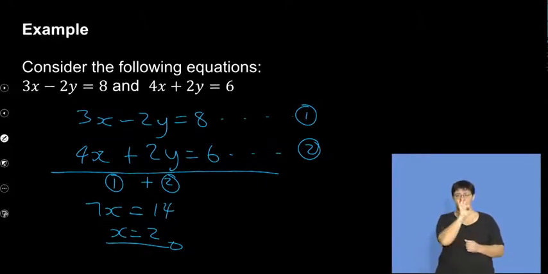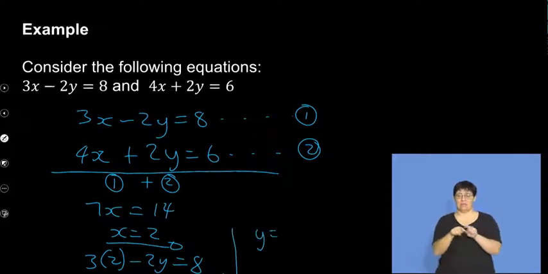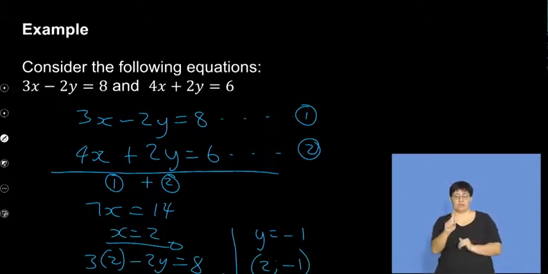So 3 multiplied by 2 minus 2y equal to 8. I want y the subject of the formula. This will be 6 here when I multiply those two numbers. So it will be minus 2y equal to 8 minus 6. And therefore it means that my y will be equal to negative 1. So my ordered pair, as I told you, will be 2 and minus 1.